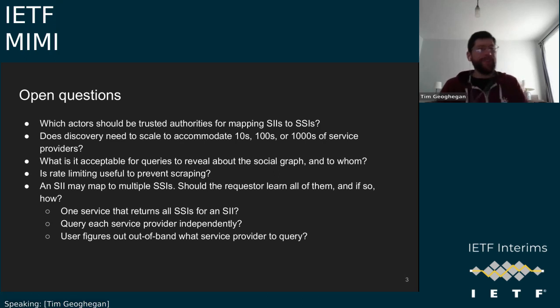Okay, so that's about it, I think, as far as we got in agreeing on things thus far. And the open questions that we have about discovery, which we should bear in mind as we go through the solution proposals today, are: which actors ought to be trusted authorities for these mappings of SIIs to SSIs? We've talked a bunch about this notion of certificate authorities in this space and whether or not the service providers would be CAs or would be the exclusive CAs in this ecosystem. Then in the discussion on the list, we interrogated: does this discovery scheme need to scale to tens, hundreds, or thousands of service providers?